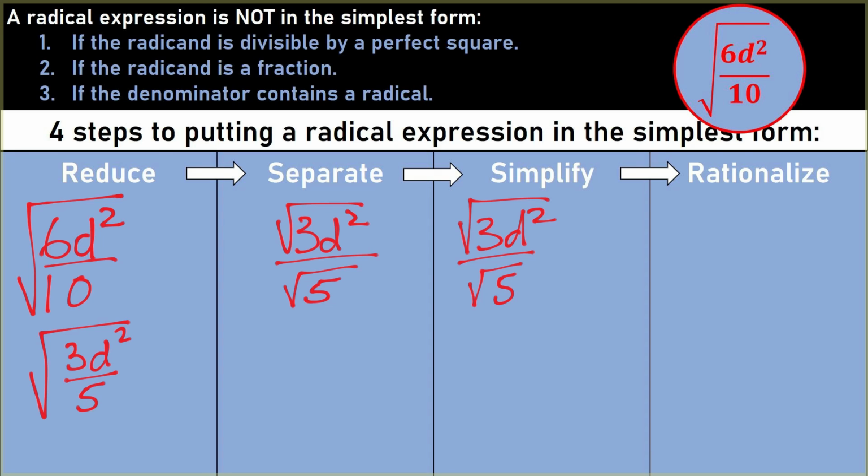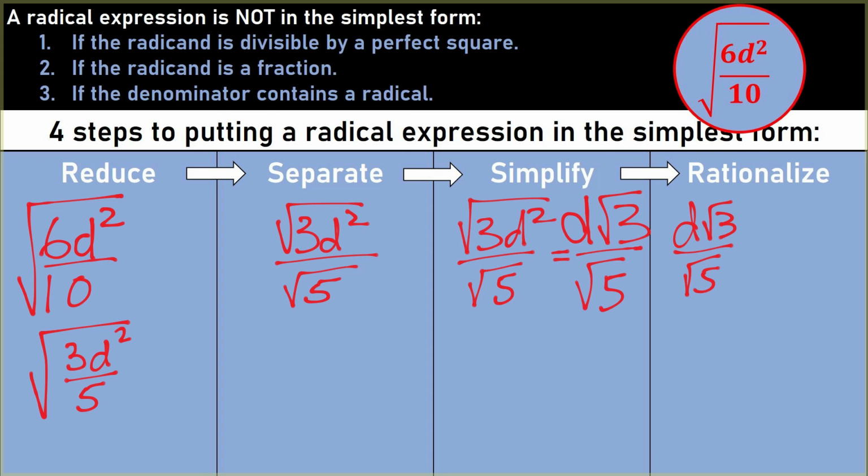But d squared, that is a perfect square, because remember, when you're working with variables, the perfect square of a variable is that variable squared. So I'm going to rewrite my problem, and this will be the simplified version. I'm going to have d on the outside, root 3 over root 5. So now the next step is just to rationalize to get that radical sign out of the denominator. So I'm going to start with d root 3 over root 5.